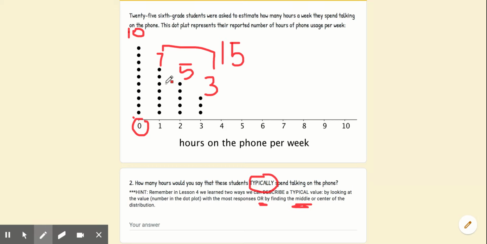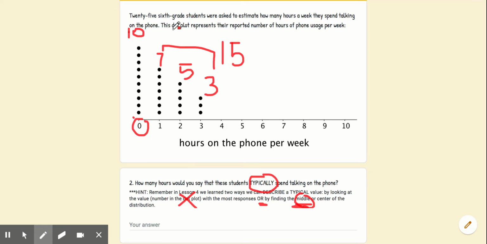If I say 0 is the most common or the most typical hours that students spend on the phone, that's only for 10 students. That is not taking into account these 15 students. So in this case, I might not be able to use the value with the most responses. In this case, I might be looking for the middle or the center of this distribution.